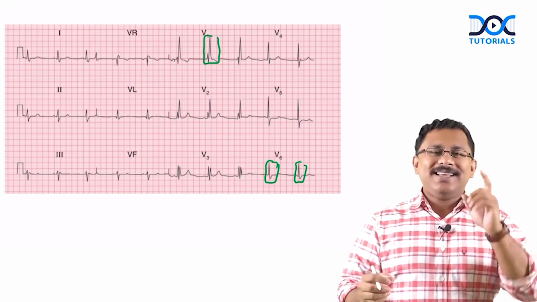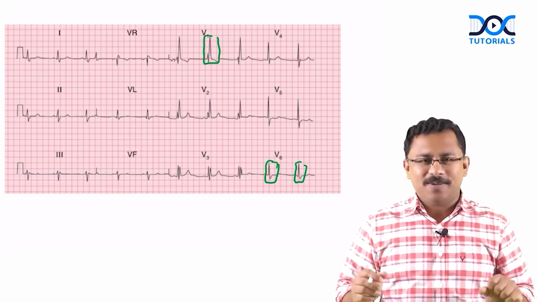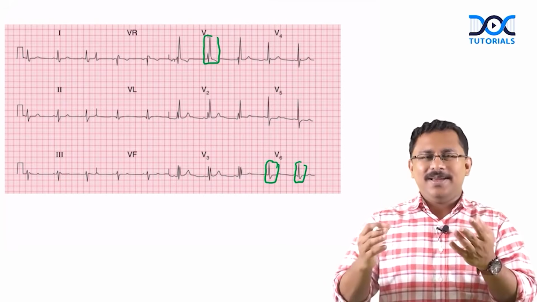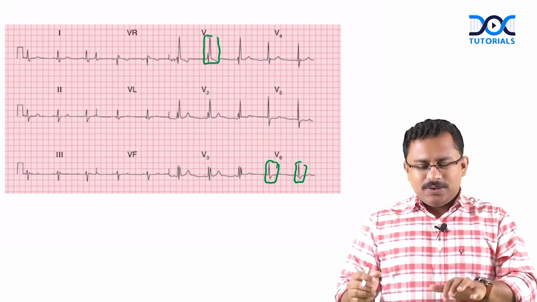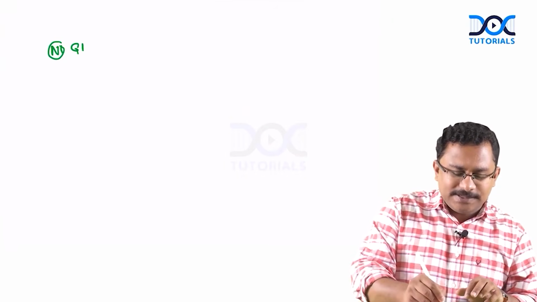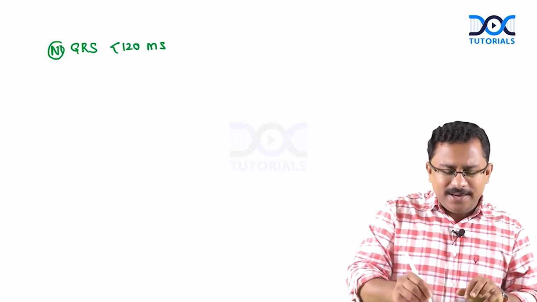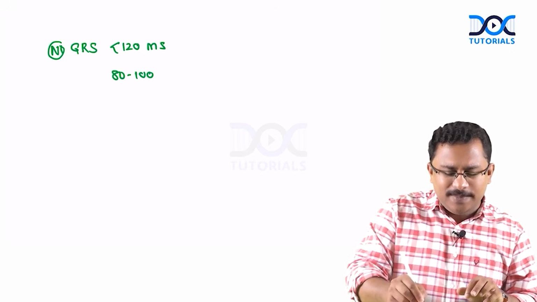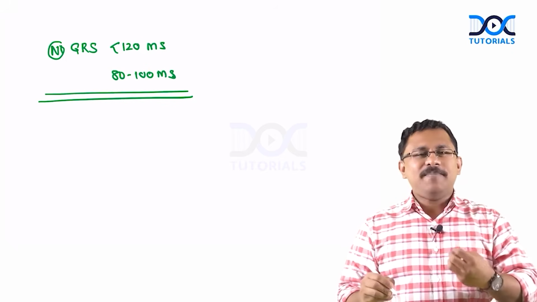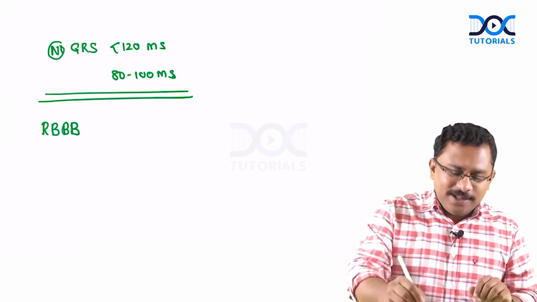So when you have a right bundle branch block, what will happen to the morphology? Remember I told you there will be a change in the morphology and duration of the QRS complex. So you will be looking for the width, the height, and the shape. The normal QRS complex is less than 120 milliseconds, roughly around 80 to 100 milliseconds.